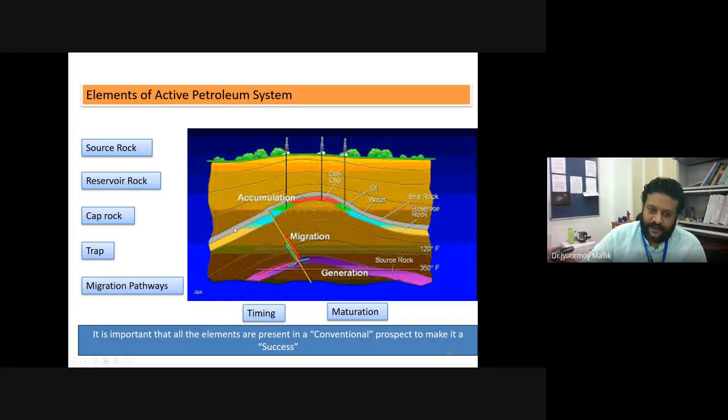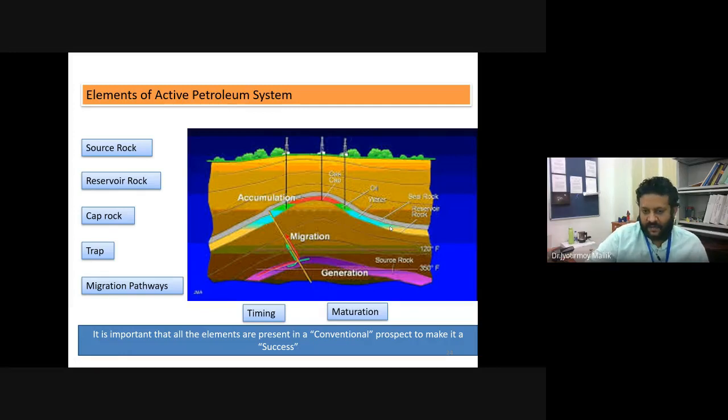And then we need a cap rock, and that cap rock stops the further migration of the hydrocarbon, or leakage of the hydrocarbon from the reservoir further upward. So it stops the vertical migration. And then we need a trap. The trap is essentially used to stop the lateral migration. So the hydrocarbon has to get trapped under the structure.